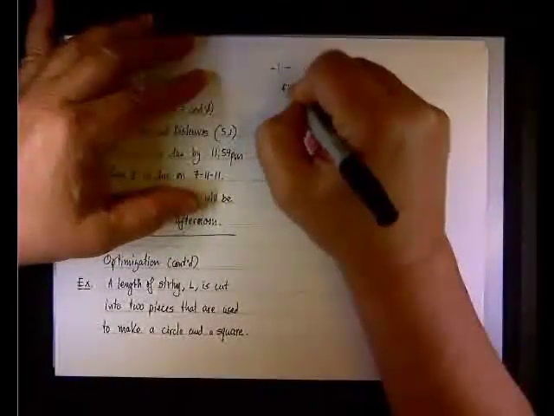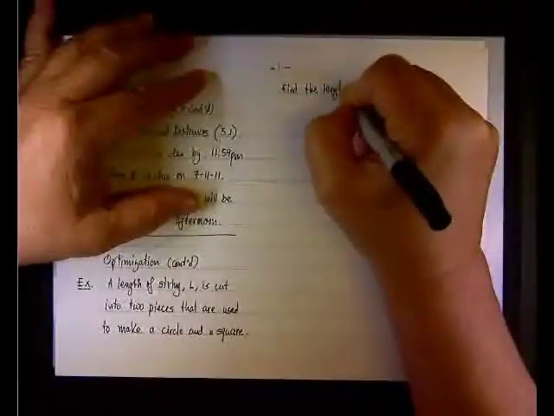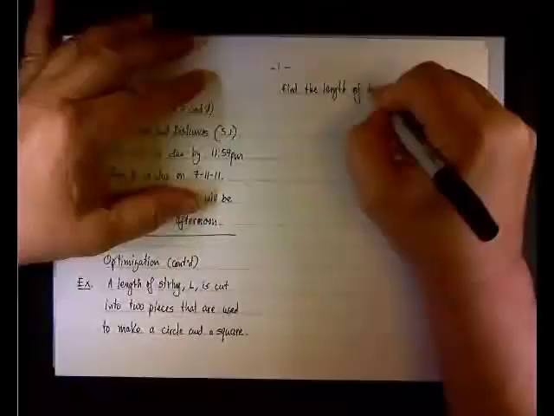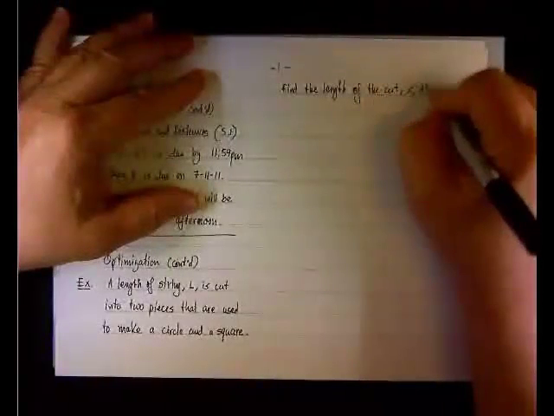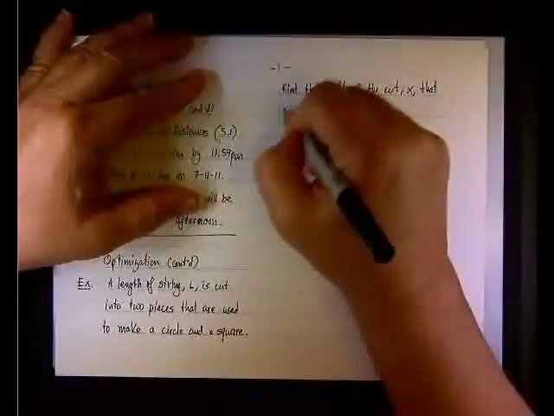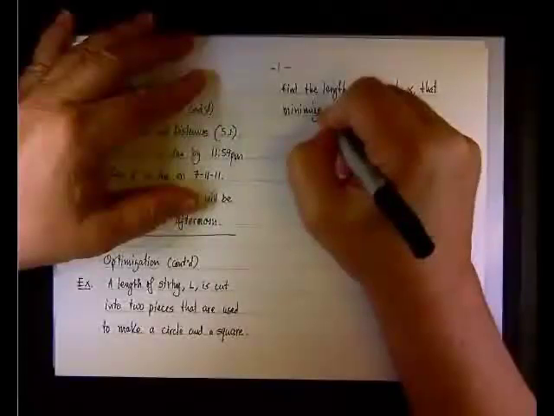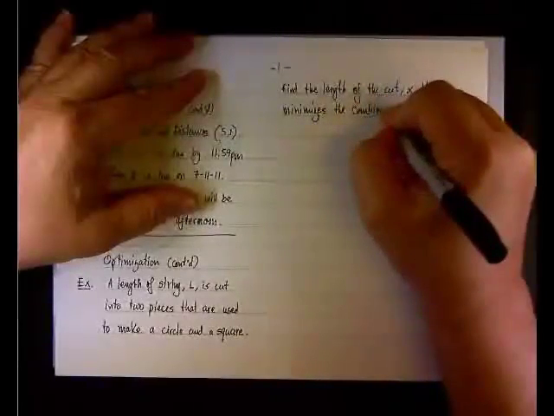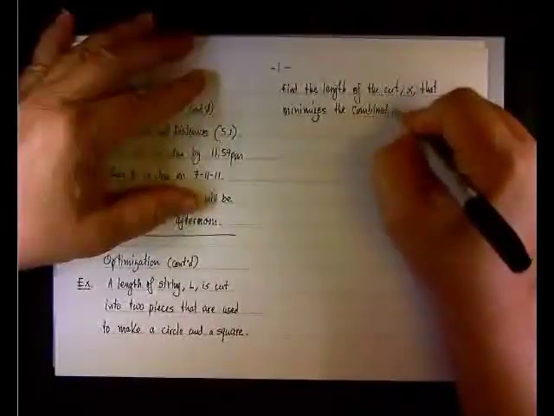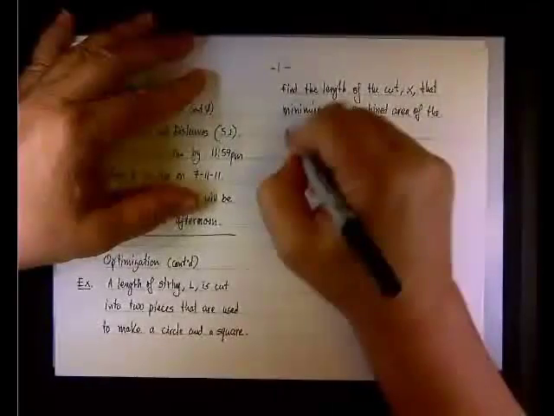Find the length of the cut. We call it X, that minimizes the combined area of the circle and the square.